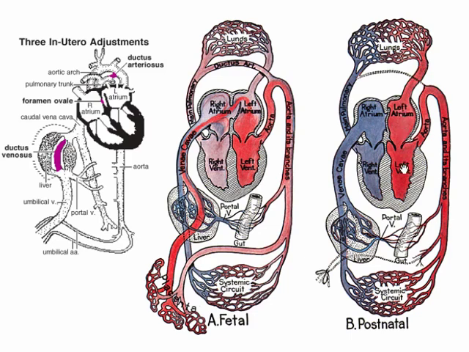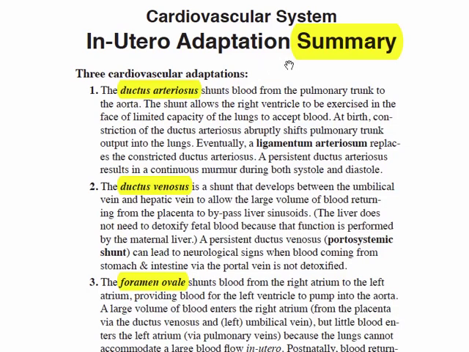Both ventricles have to pump the same volume of blood because the two circulations are in series. The pulmonary circulation is in series with the systemic circulation. If the two ventricles did not pump equal volumes of blood, then blood would pile up either in the lungs or in the systemic circulation. Although the volumes are equal, the pressures are quite different. The left ventricle has much more resistance, and so it pumps at a much higher pressure than the right ventricle does. This text summarizes the in-utero adaptations.